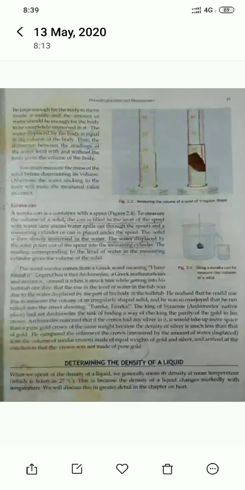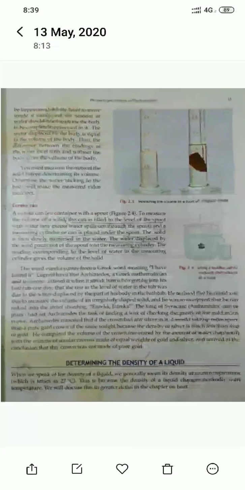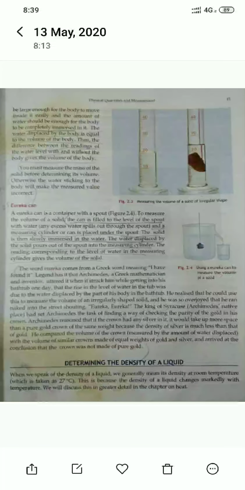Now the other topic is determination of density of a liquid. So, you can go through this. In order to determine the density of a liquid, again we need the mass of the given volume of liquid.